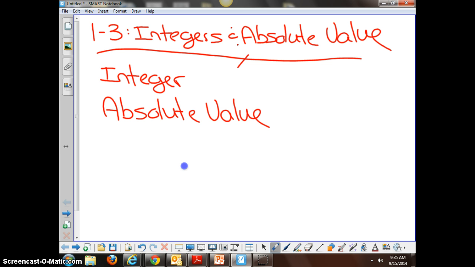Just to remind you, everything is in your PowerPoint. These definitions are in your PowerPoint as you work through the lesson here for the evening. A couple of items to note about integers and absolute value. And again, if you understand what these two things mean, you are off to an easy start in the lesson.